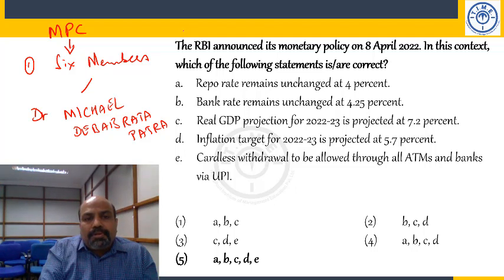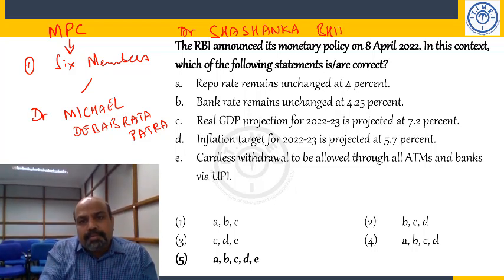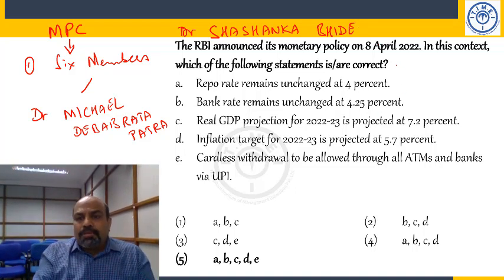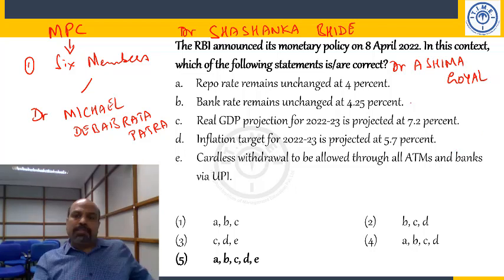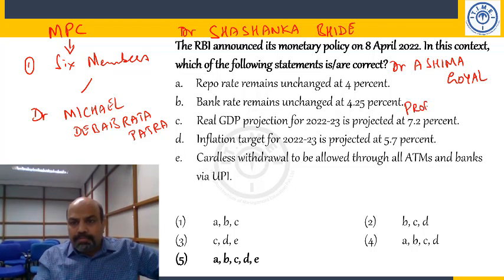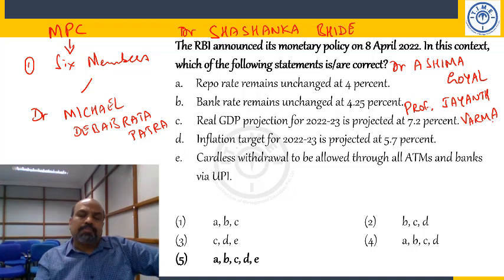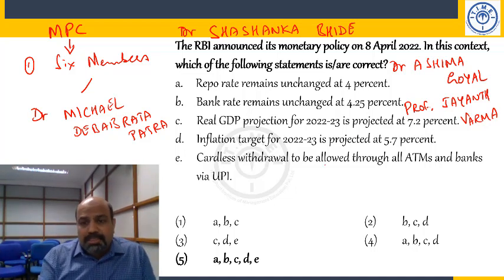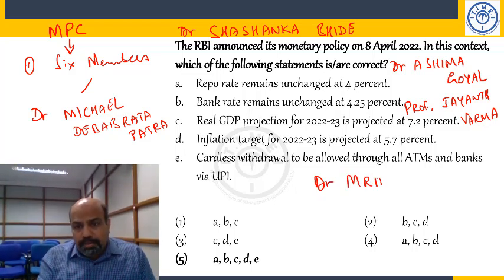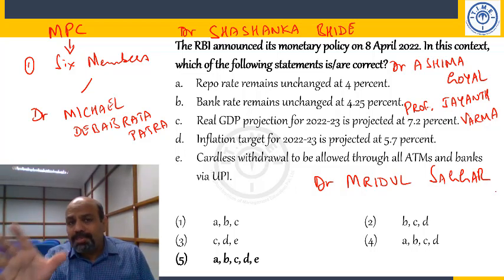Then number 3, Dr. Sashanka Bhide. Then Dr. Ashima Goyal. Then Professor Jayant Verma. You got 5 names. Shaktikanta Das, 1, Michael Patra, 2, Sashanka Bhide, 3, Ashima Goyal, 4, Professor Jayant Verma, 5, and 6, Dr. Mridul Sagar. So these are the names of the 6 members of the Monetary Policy Committee.